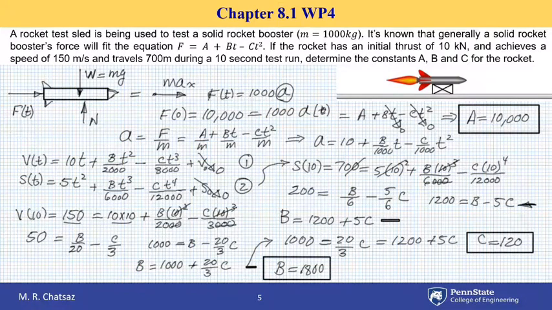Therefore the propulsive force, if I write it as a quadratic function of time, is going to be F equal to 10,000, remember that was capital A, plus B, which is 1800 t, minus 120 t squared. So this is how the propulsive force acts.